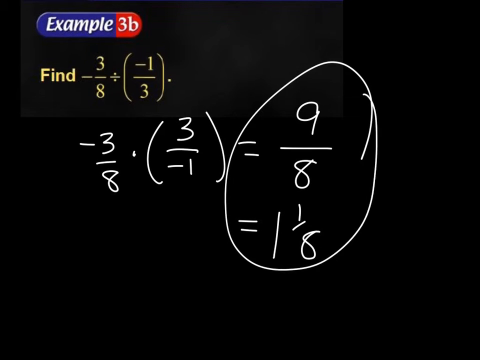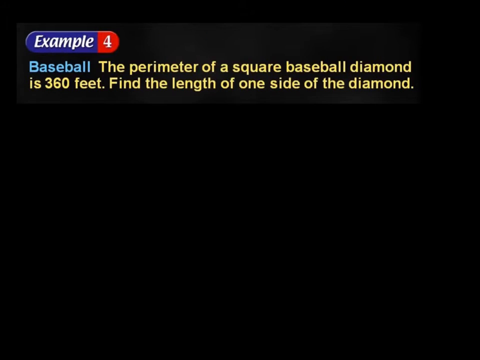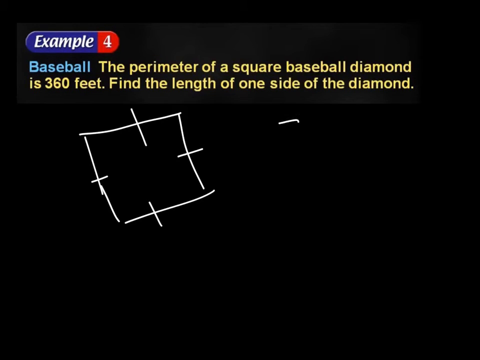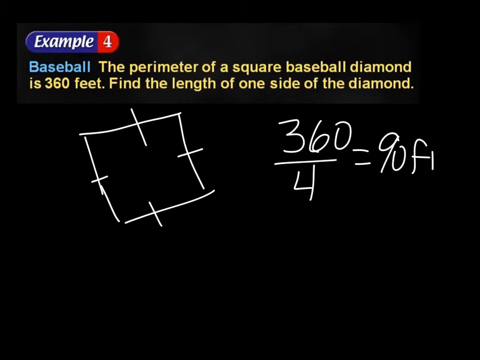Those are equivalent solutions. The perimeter of a square baseball diamond, okay, perimeter is distance around, just drawing a random square, is 360 feet. And we know the sides of the square are all the same. Find the length of one side. So I'm going to take 360 divided by 4, and I get 90, and my units are feet.